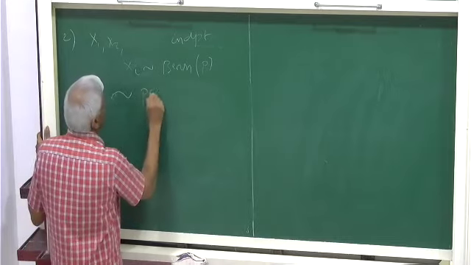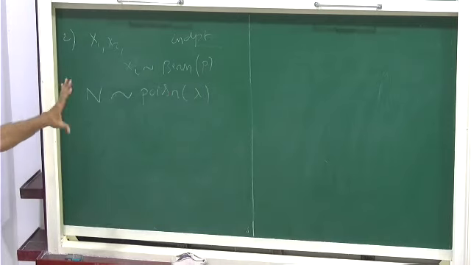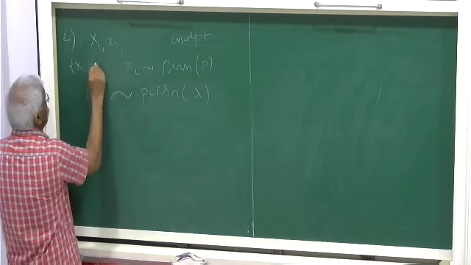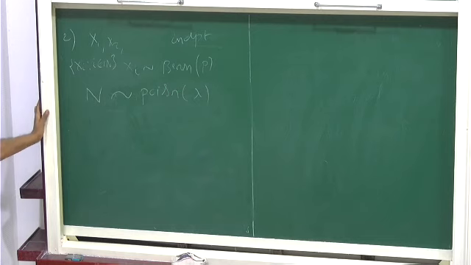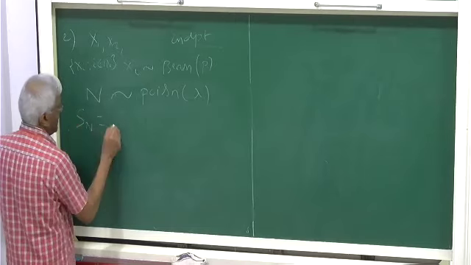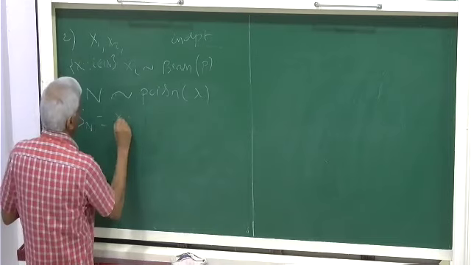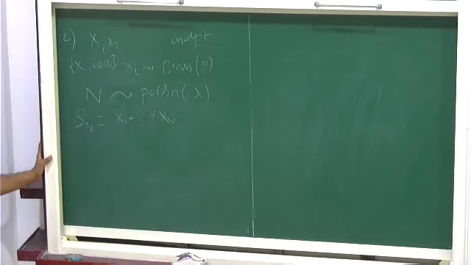N is Poisson with lambda. I have a countable sequence xi, i in N. I have a countable family of independent Bernoulli random variables, and I have one single Poisson random variable. Then I define Sn. This is something in the assignment also, one problem. So this is just x1 plus up to xn, summation x1 up to xn.